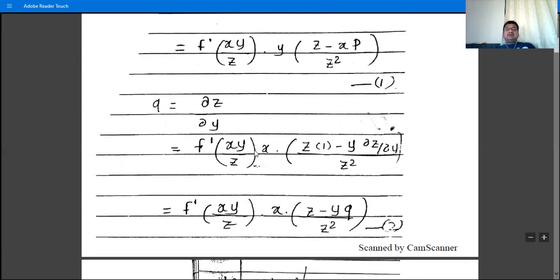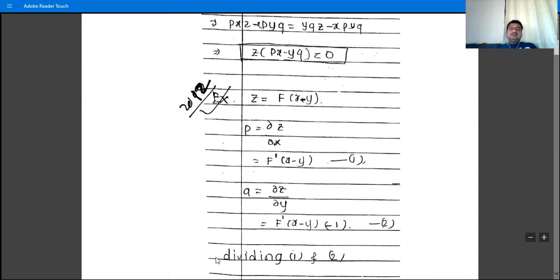Then next example, z is equal to f of x minus y, and we have to form the corresponding partial differential equation. So the solution is given, and we have to differentiate with respect to x and y, equations 1 and 2, and from equations 1 and 2 eliminate this function F. So first, derivative with respect to x, del z by del x, that is p, is equal to f dash of x minus y into the derivative of x minus y with respect to x, which is 1.